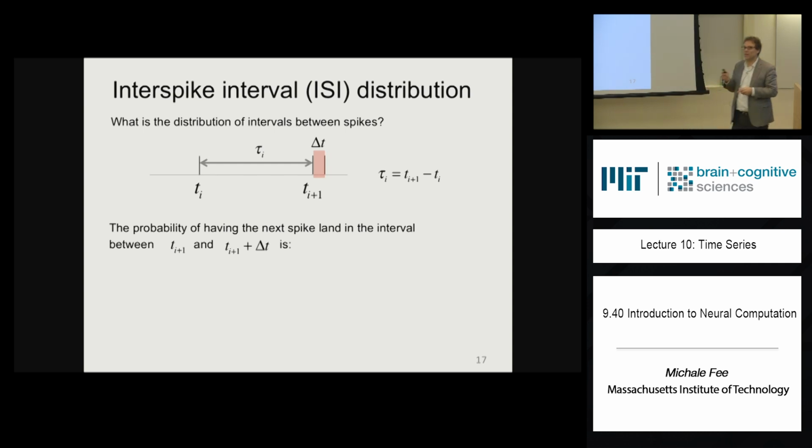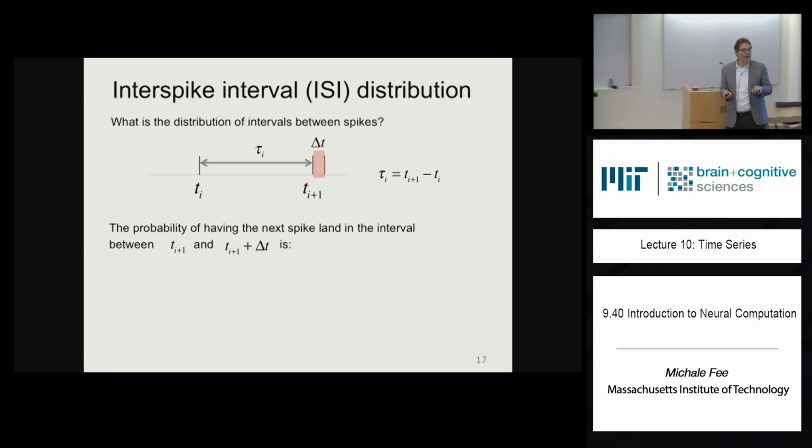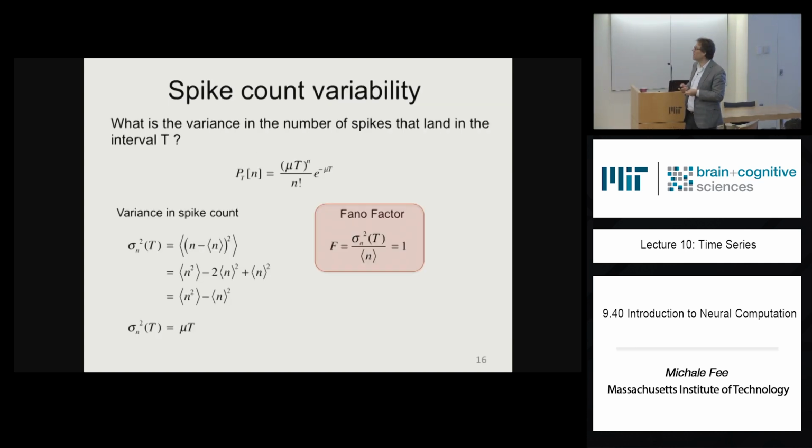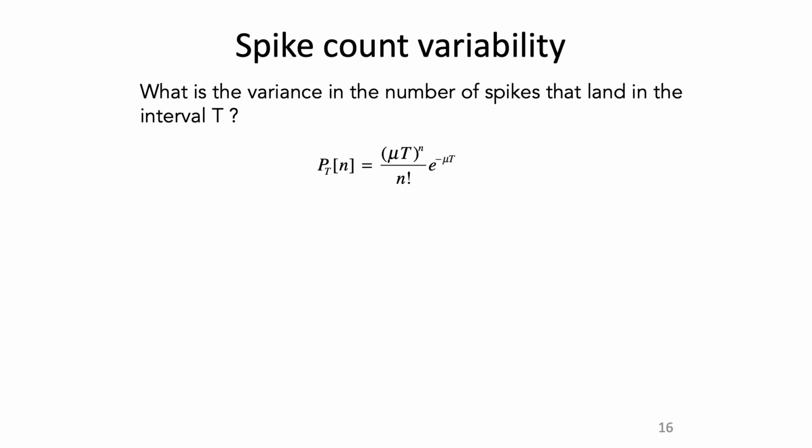Yeah, so what is the Poisson distribution? It tells us the probability of having n spikes in an interval T. So how would we use that to calculate the probability of having no spike in that interval? Exactly. We just use the Poisson distribution and plug n equals 0 into it, right? So there's the Poisson distribution. What does this look like if we set n equals 0?